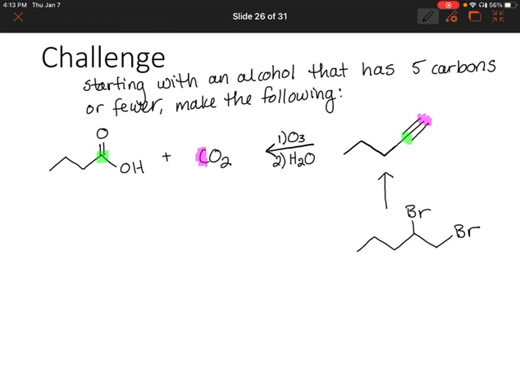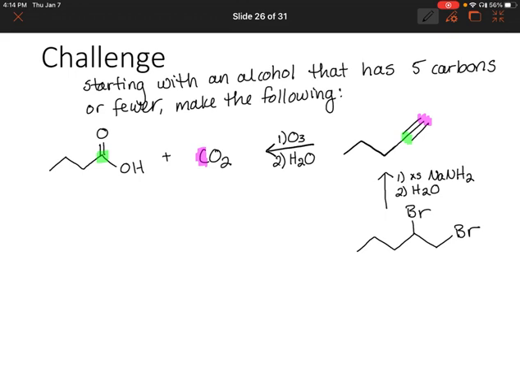Okay, so now I need to write my reagents to get from my vicinal dihalide to my alkyne. So again, we need a strong base, and we'll probably need an excess amount. So I'm just going to write XS for excess. And then sodium amide is the one we typically use to prepare alkynes. And then we also use water.